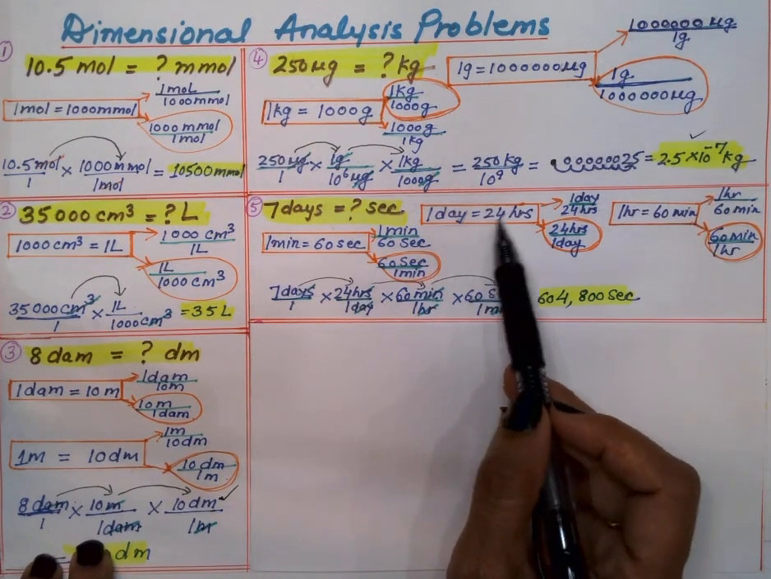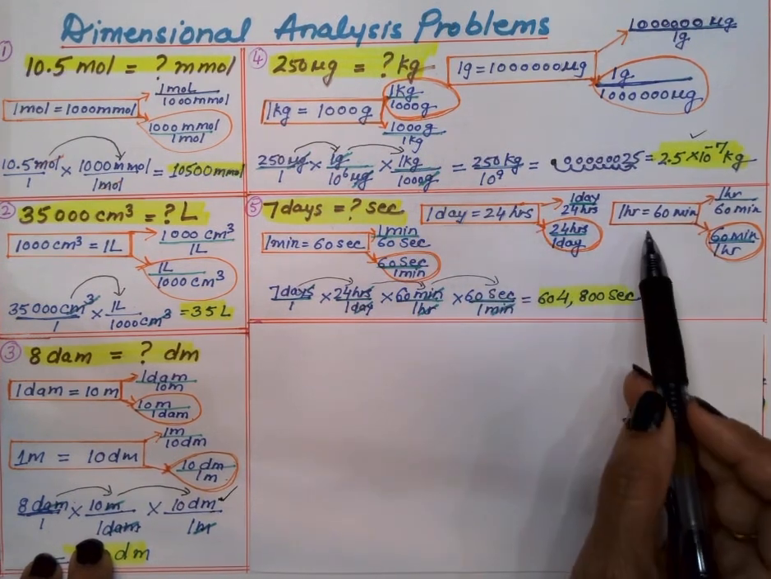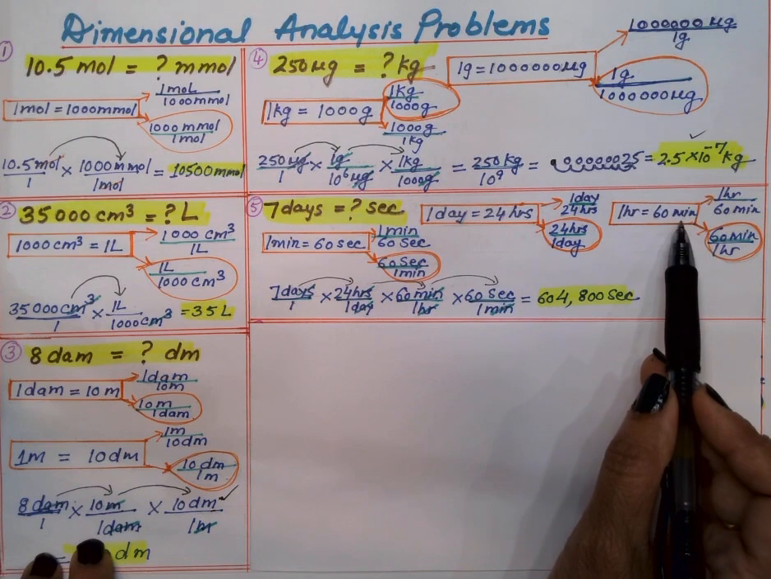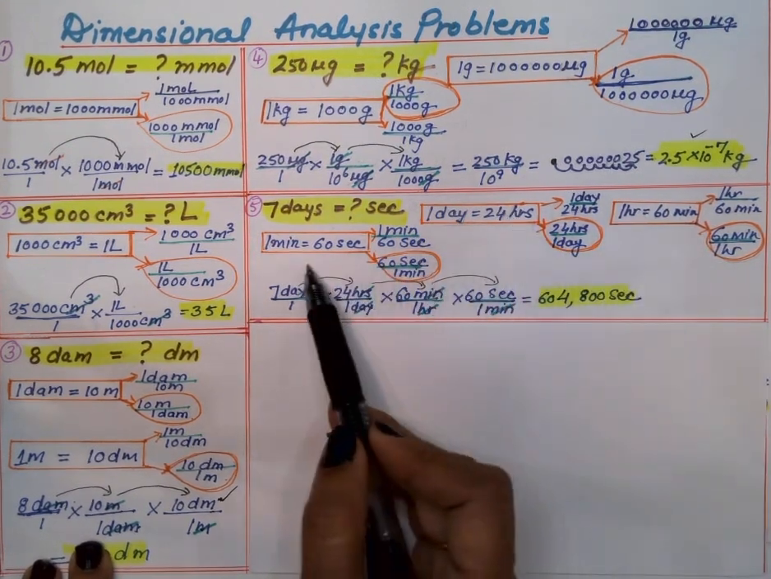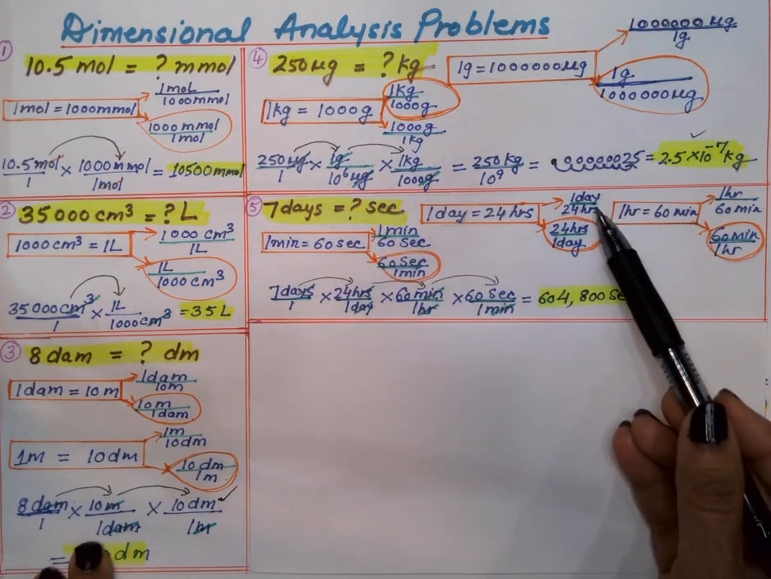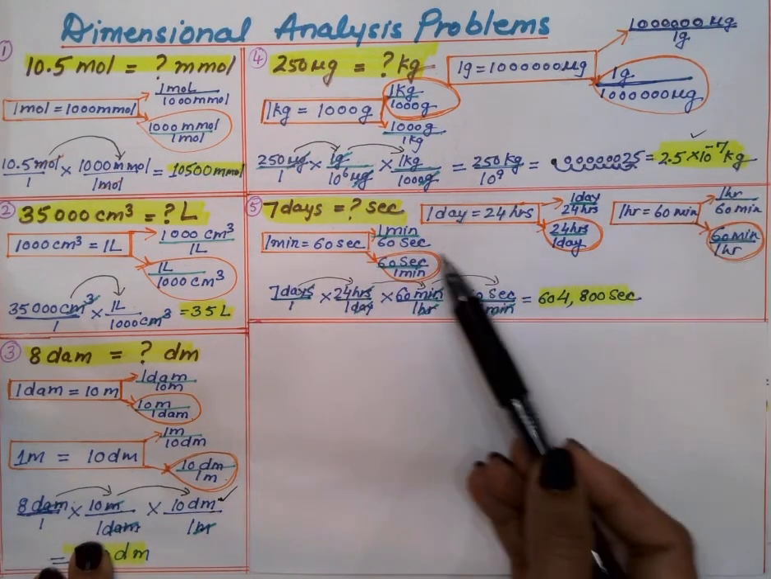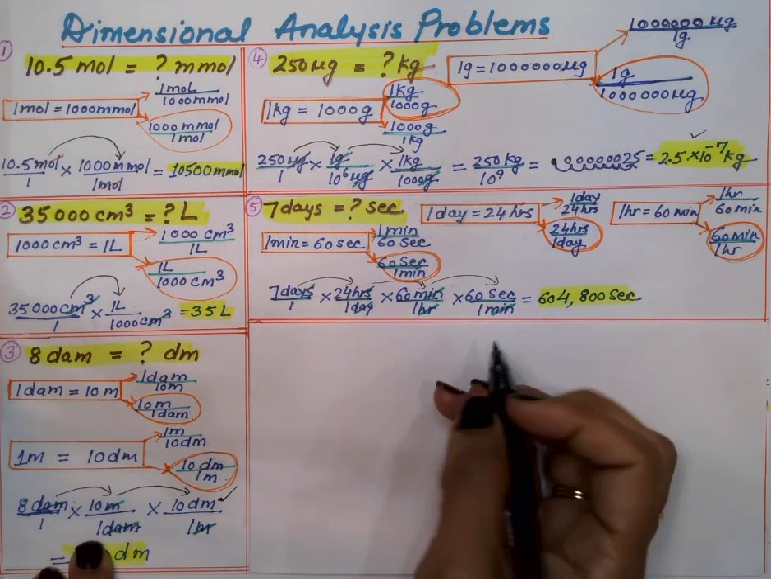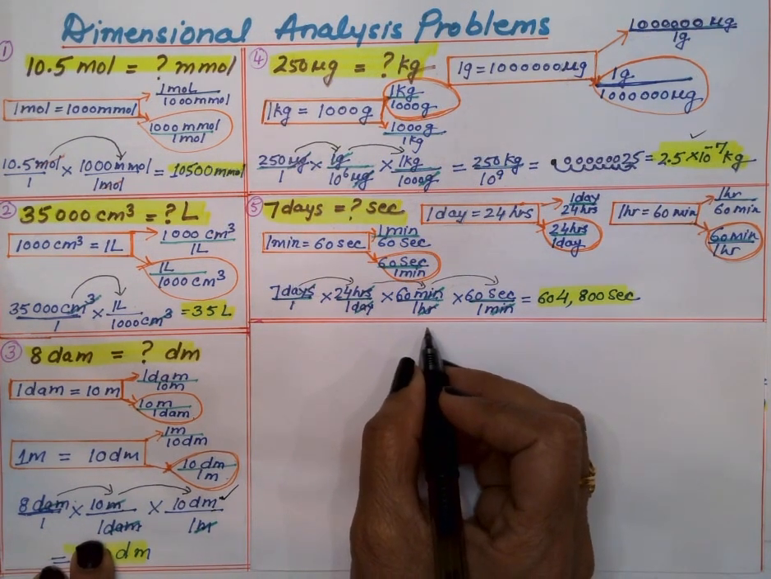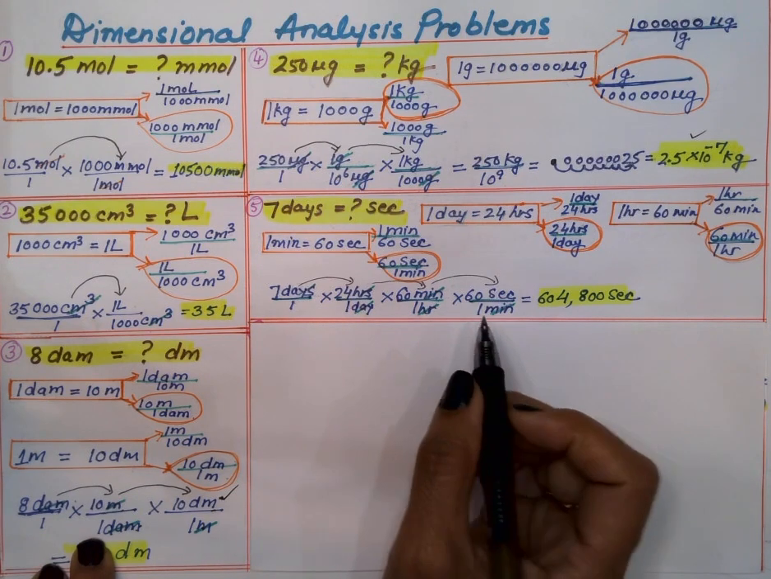We know 1 day is equivalent to 24 hours. We know 1 hour is equivalent to 60 minutes, and 1 minute is equal to 60 seconds. So these 3 are the equivalents, and we make 2 fractions from each equivalent, and you use the appropriate fraction to cancel out the units which you don't need and to keep the units that you need.